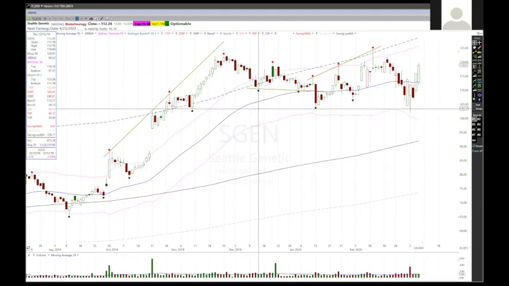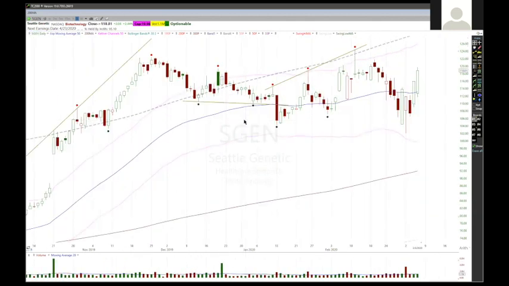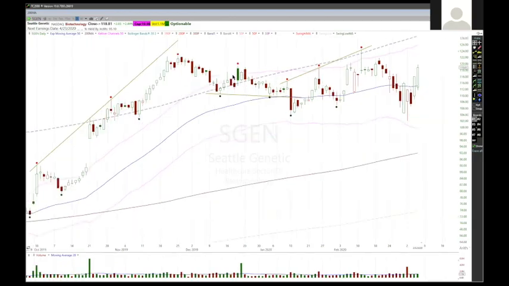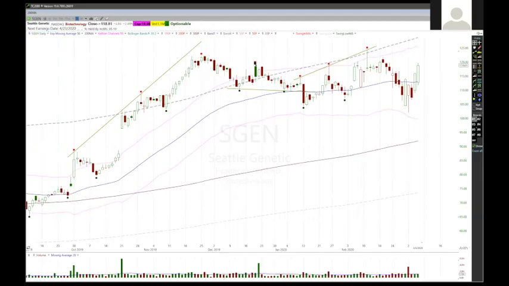Actually, this is close to a combo 2, but not really. A combo 2 would be if it had intersected this line, but it didn't, but close enough. So you wouldn't call it a combo 2 per se. So here's your entry here, and your target area would be above, near these highs, either those highs or these highs, something like that.